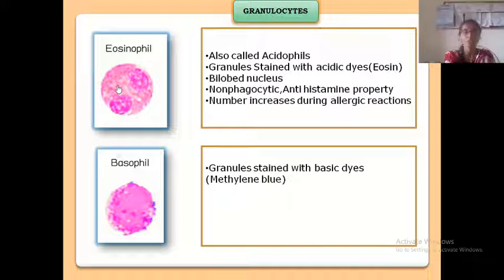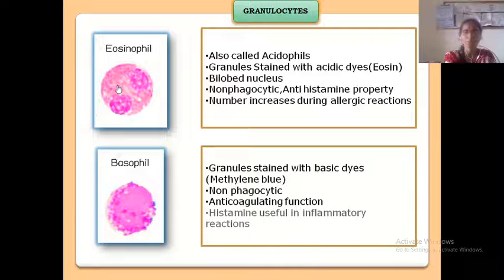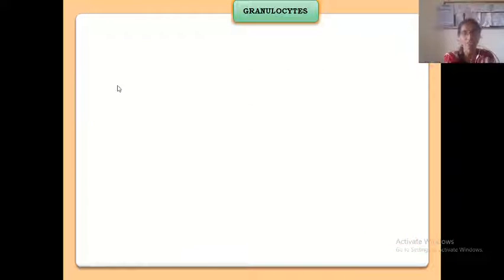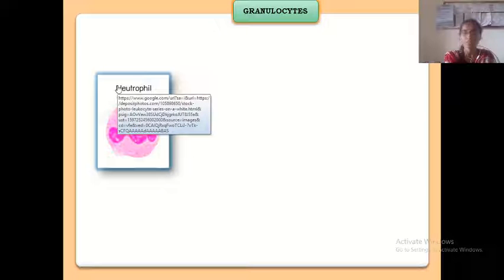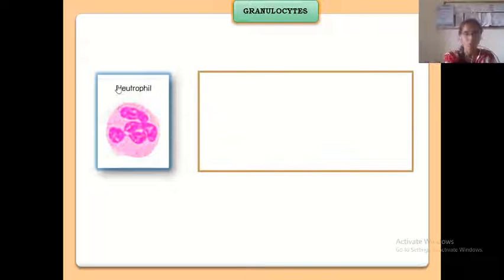Why are they called basophils? Because the granules present in these cells are stained with a basic dye, such as methylene blue. These are also non-phagocytic in nature, but they have the ability of anticoagulation, and so they play a very important role in that mechanism. They also produce histamine, which plays a very important role in inflammatory reactions. Then the next type of granulocyte is the neutrophil.